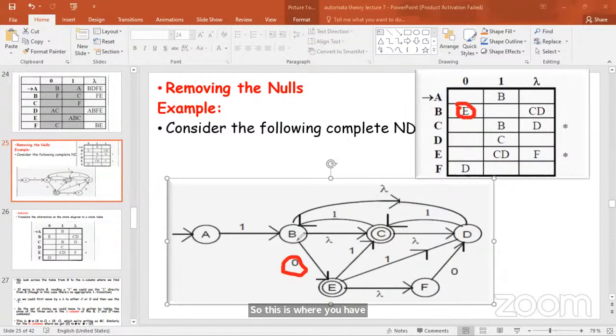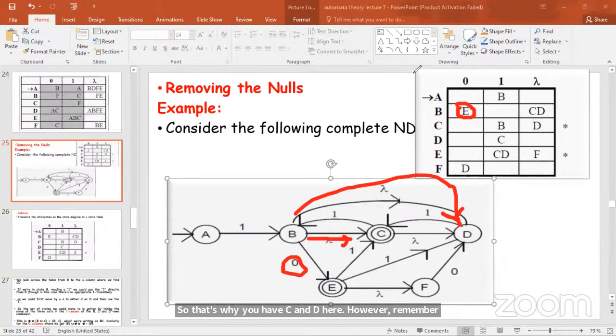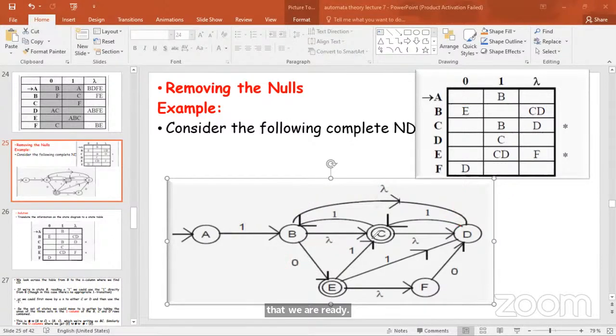Now you are at state B, you read a lambda. Where does it take you to? C and D. So this one is taking you to C, and this other one is taking you to D. So that's why you have C and D here. However, remember that you have read a lambda from B to C. Now, without reading anything, do you know you can still go to D?